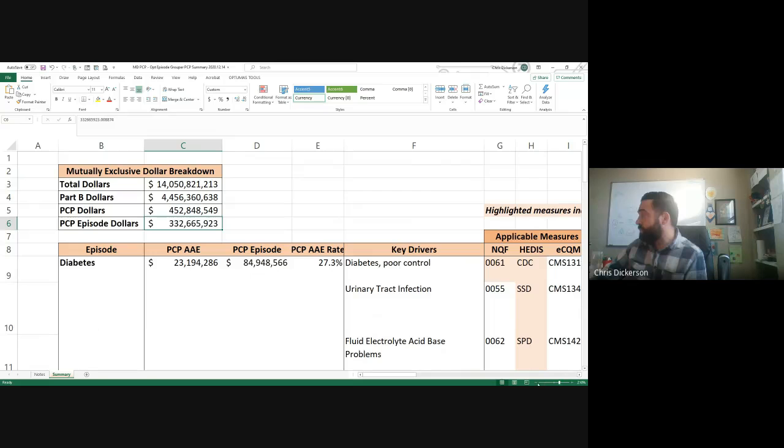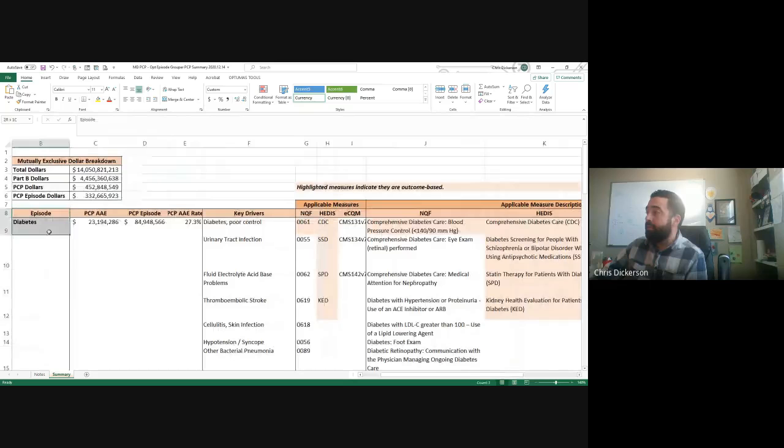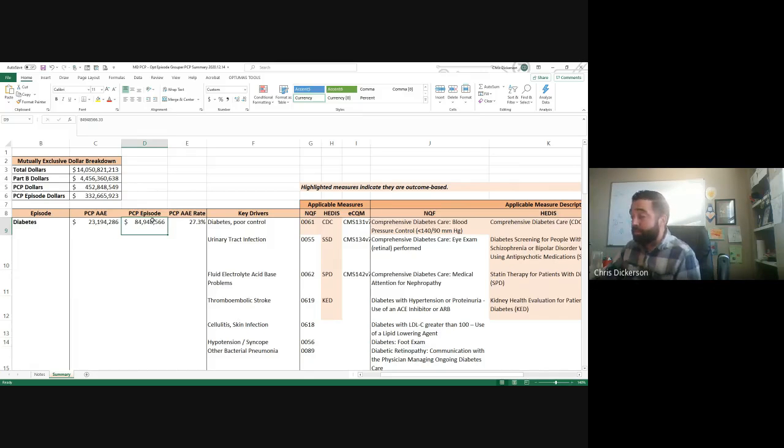Now I'm going to zoom out a little bit so we can see this full table. Now what we've done is we've sorted the data by episode with descending dollars, and we've identified the AAE dollars and the episode dollars and the corresponding AAE rate. So for diabetes, we found $23 million in potentially actionable avoidable events, or adverse events, and $85 million in total episode dollars. That shows an AAE rate of about 27%. So the Heracles tool has identified that 27% of the total diabetes spend provided by the participating PCPs is something that could be considered actionable and adverse.